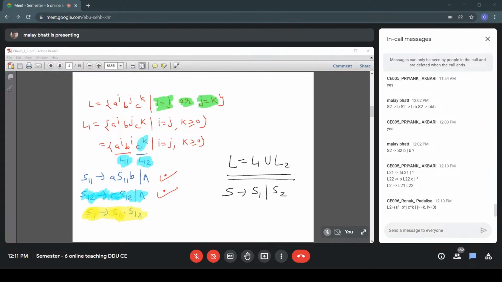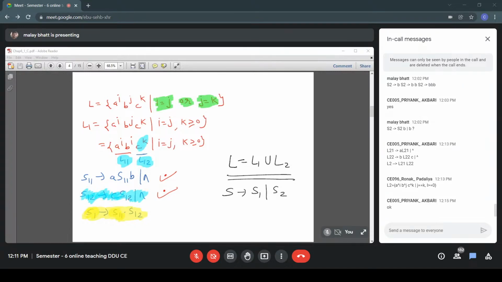The only thing which I suggest is you should write the starting symbol as S, not L, because S is the normal convention. Instead of L, you should use S in all these places. Definitely L is not incorrect, but it is better to use S. Normally L is for the language, and S indicates the starting symbol of the grammar. So prefer S over L, right? Definitely it is a concatenation of two languages, L21 with L22, and we are getting the L2 language.